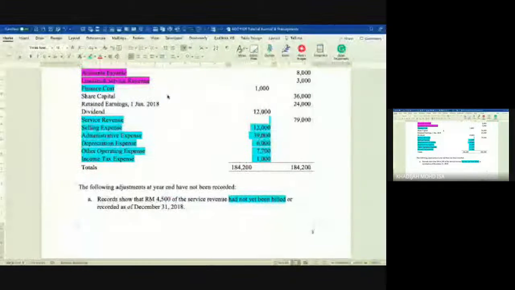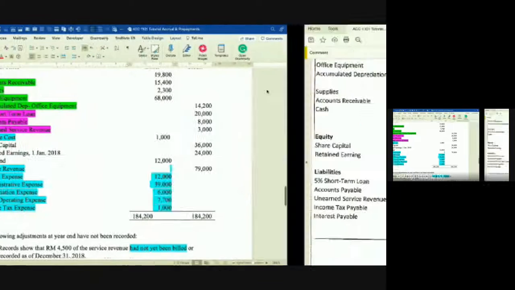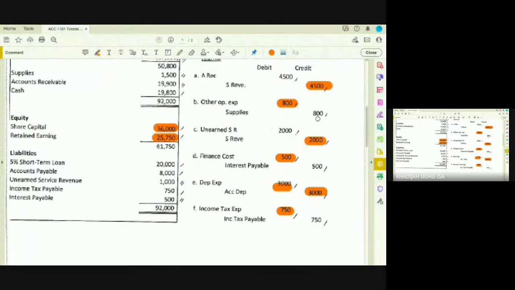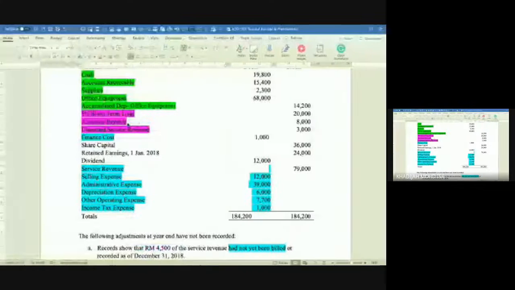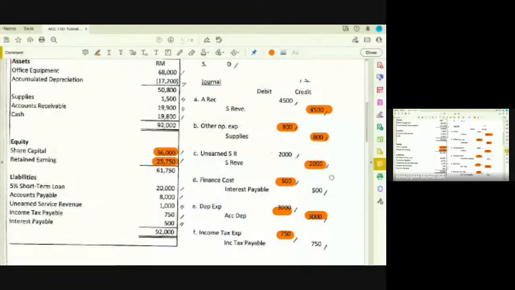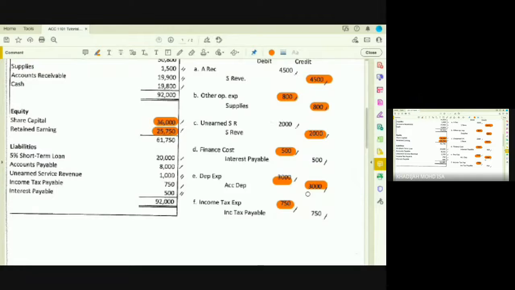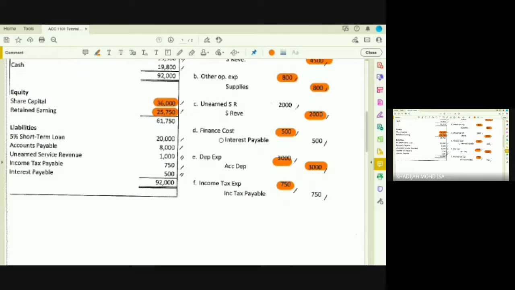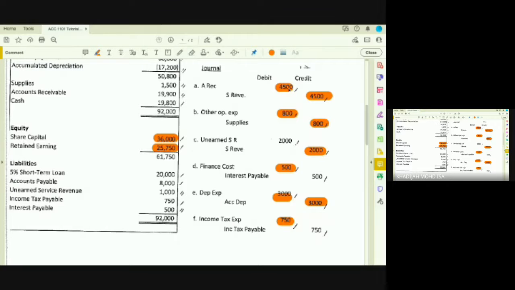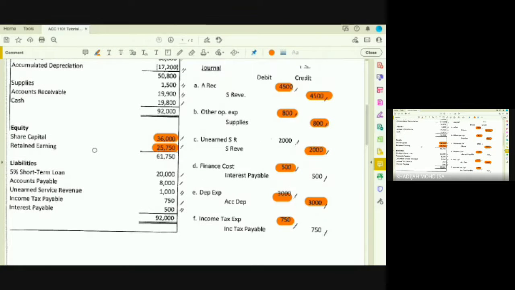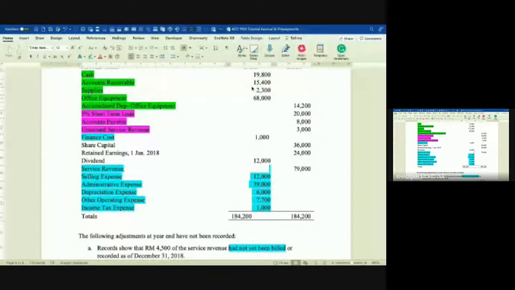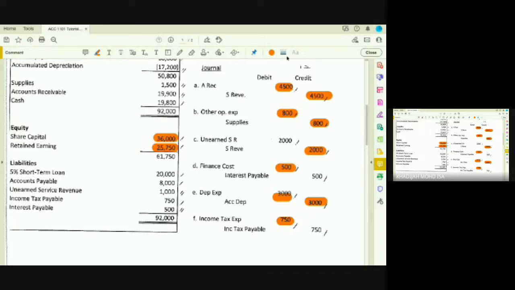Initially, how much were the supplies? Supplies, initially we have 2,000, but remember that you have supplies reduced by 800. Yeah, you minus 800. Accounts receivable, initially accounts receivable is 15,400, but you have the revenue just now. Where's your accounts receivable? Debit. I don't see accounts receivable. Oh, this one, 4,500. Okay. Cash, initially it was 19,800. No change because there are no entries related to your cash payment or cash received.